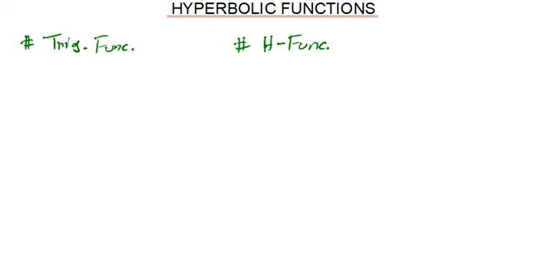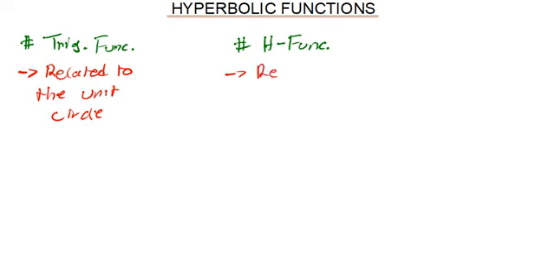Then for hyperbolic functions, okay, so we relate trig functions to the unit circle. Then for hyperbolic functions, we relate this to the what? I'll just say relate to hyperbola. Hyperbola. All right. So what do I really mean by saying we relate trig functions to the unit circle and the hyperbolic functions to the hyperbola?